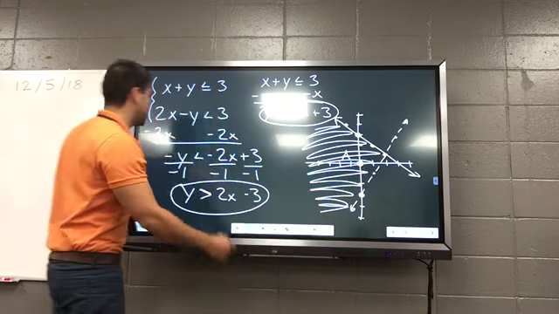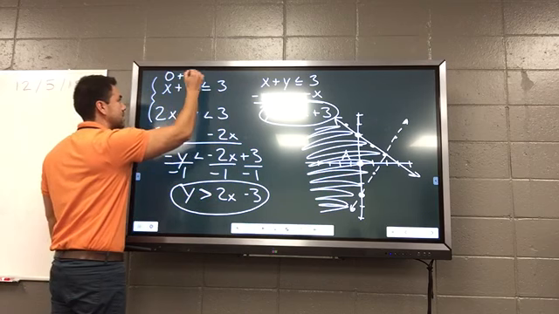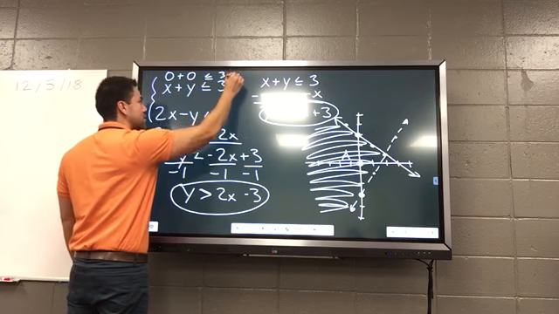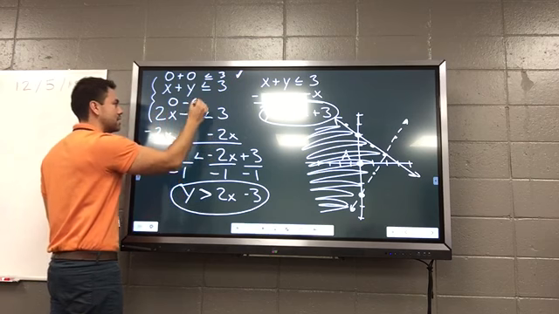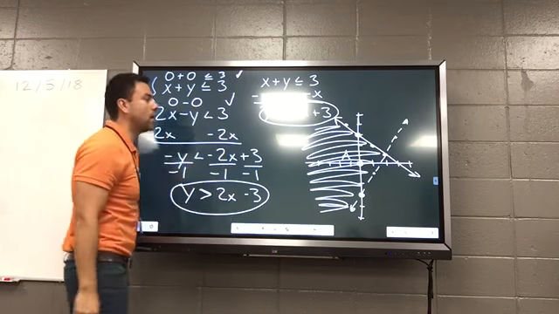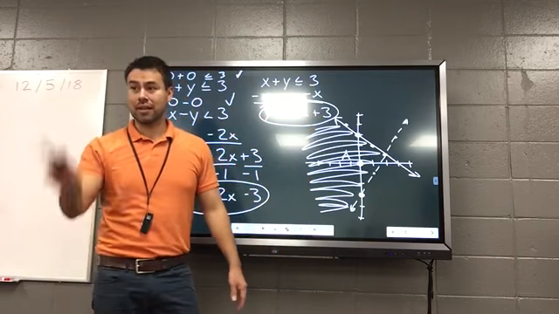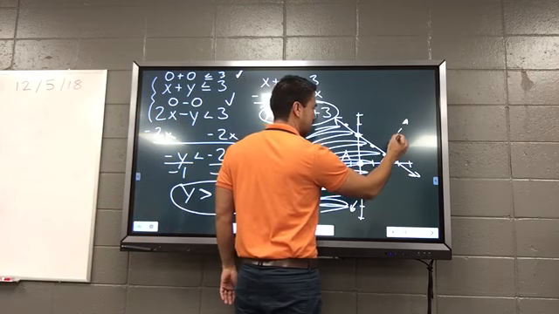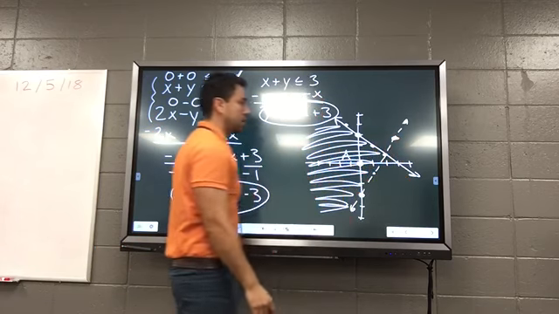Okay, so you check it. So let's put it right here. What's 0 plus 0? Is 0 less than or equal to 3? It is. Yes, it checks. What's 2 times 0, minus 0? Is 0 minus 0 less than 3? Yes. Checks again. What point should not work? 3. 1, 2, 3. Yeah, so something up here. I think it's something right here, right?